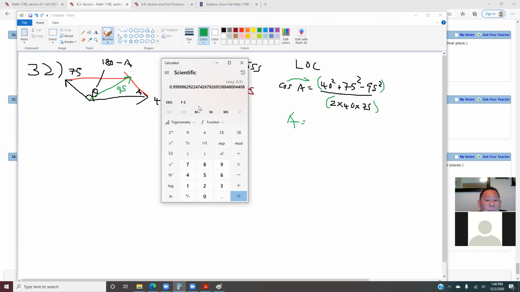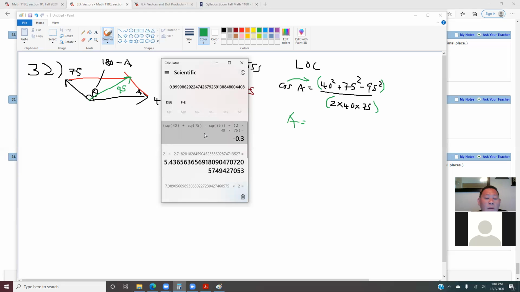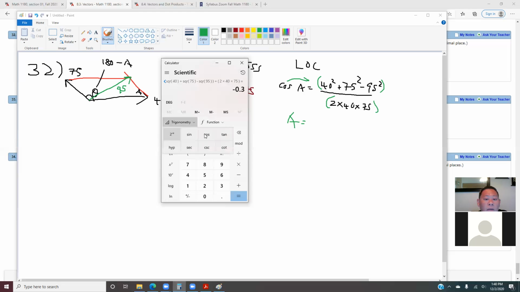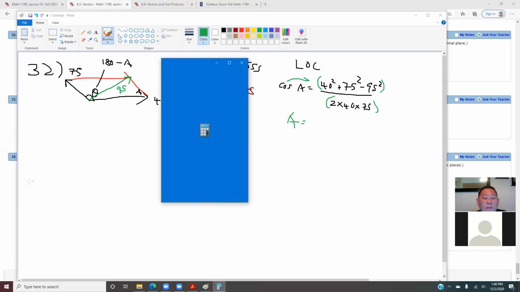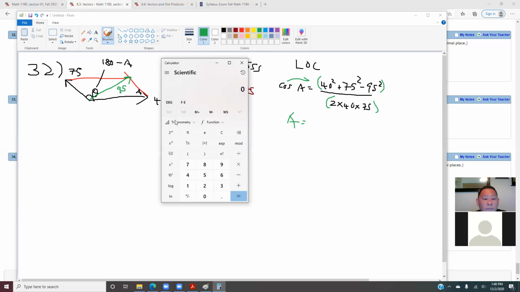Sorry, my bad. How do I go backwards? There you go. I didn't do the arc cosine. I hate this calculator. Negative 0.3. Arc cosine of negative 0.3. So it's 107.4 something.